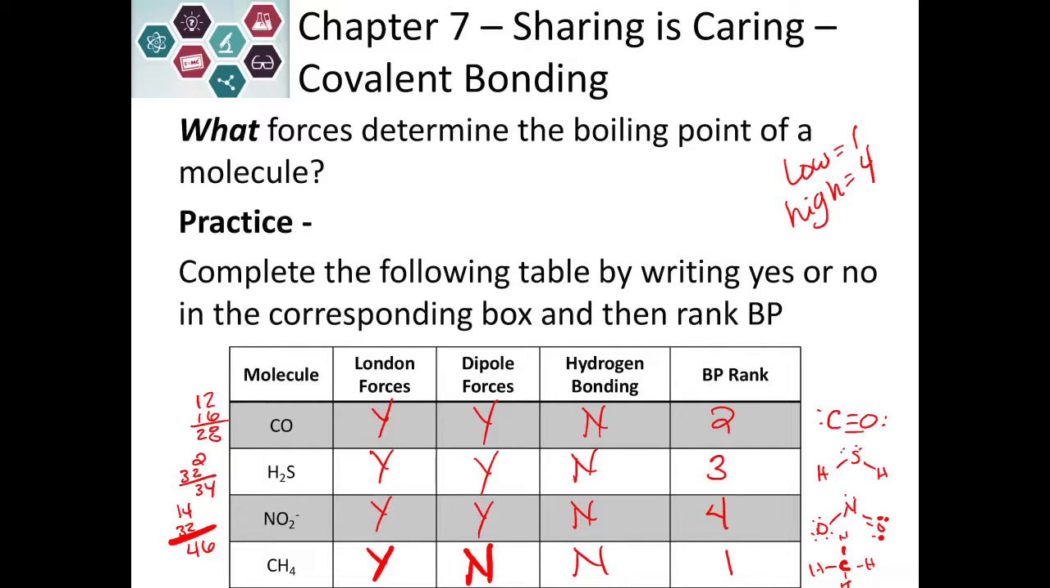So the CH4 has the fewest forces, so it will have the lowest boiling point. The other 3 are all tied. They all have 2 forces. So we have to calculate our molecular weights. The smallest one was CO, so that's going to be number 2. The next biggest is H2S, so that's number 3. And our largest is NO2, so that is number 4.